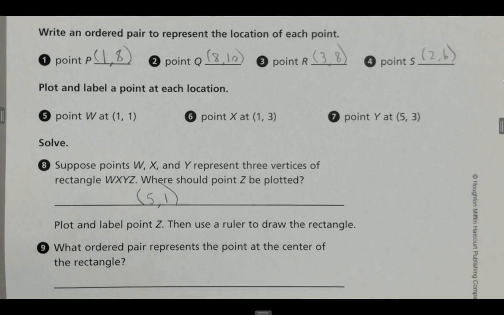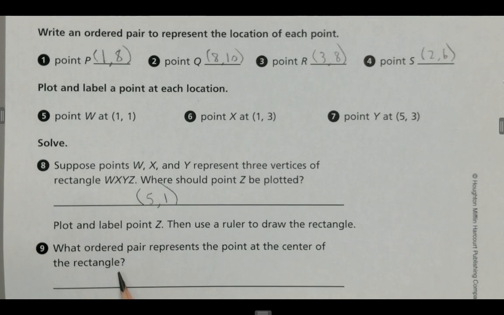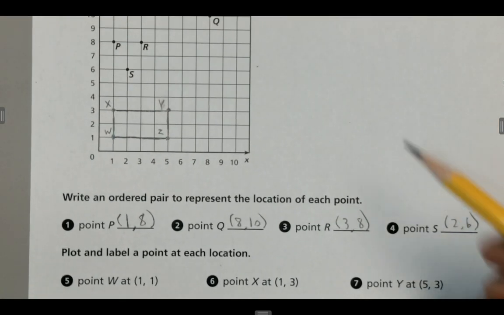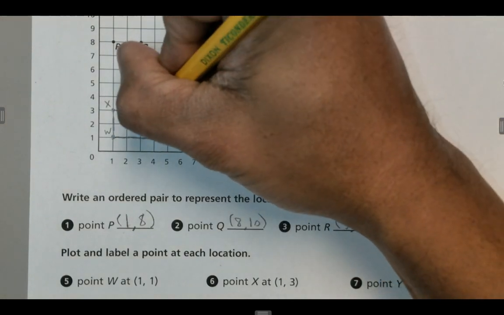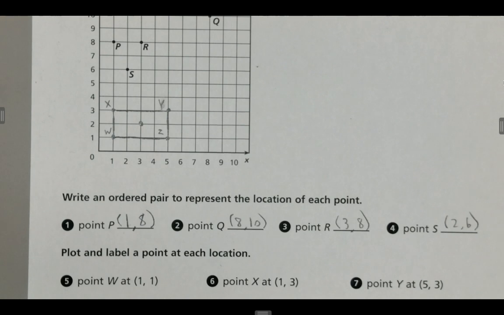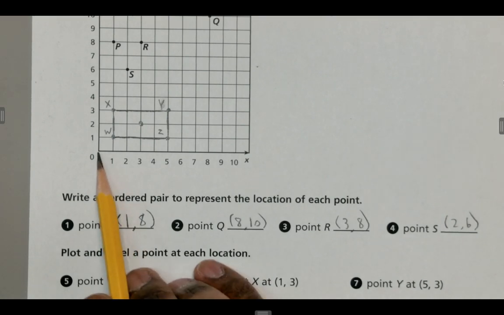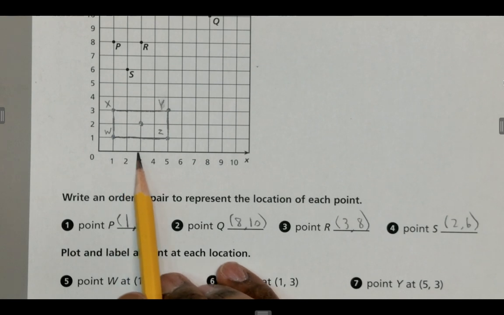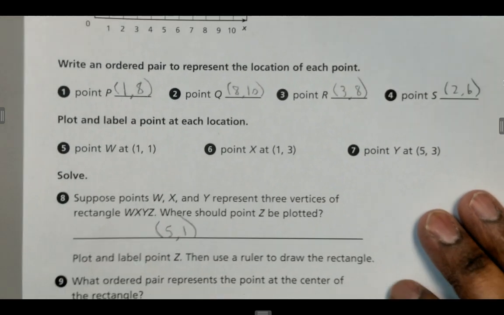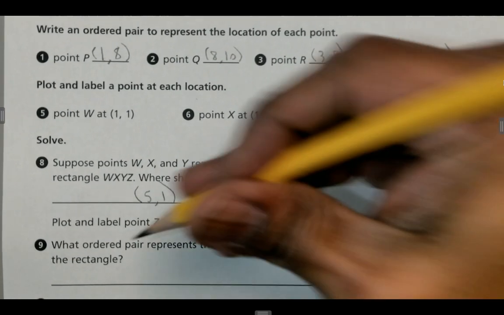Number 9, what ordered pair represents the point at the center of the rectangle? Okay, let's go back to the rectangle. There's our center point. And what ordered pair would you use to describe that location? Starting here, we're going to walk 3 and go up 2. Sounds like 3, 2.